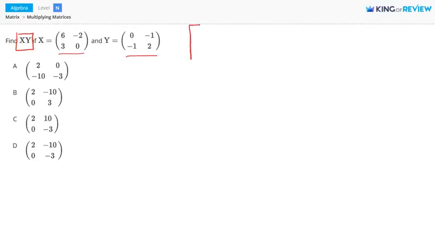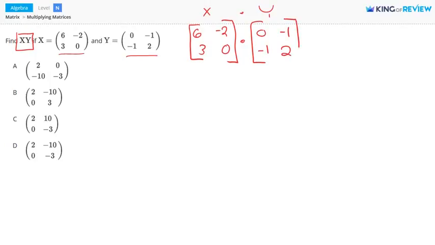So this is X times Y, so 6, -2, 3, 0. This is matrix X, and we're multiplying it by matrix Y. Matrix Y is 0, -1, -1, and 2.